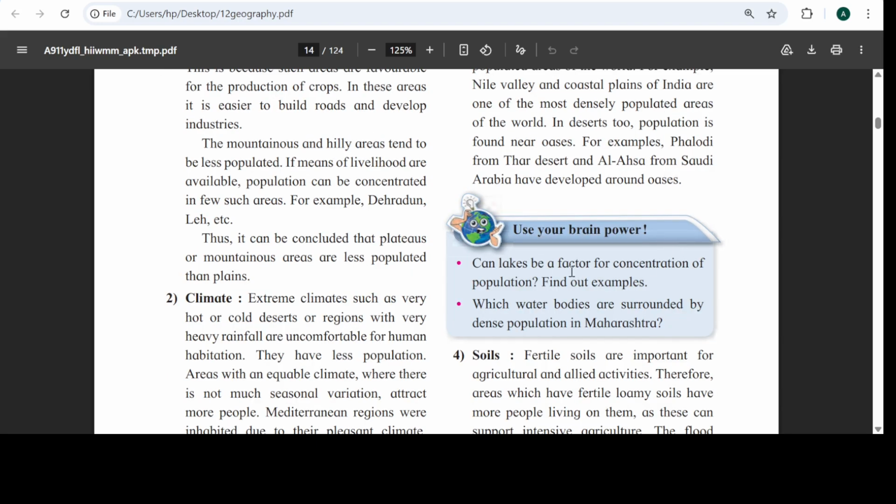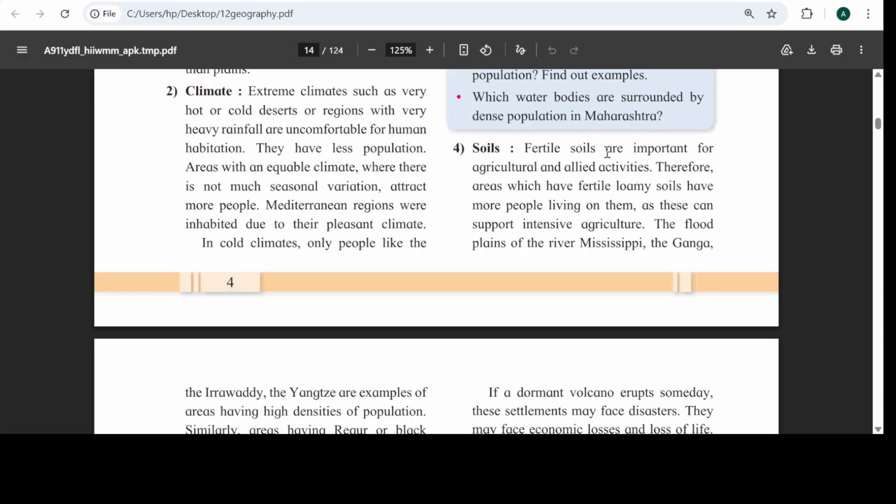Use your brainpower. Can lakes be a factor for concentration of population? Find out examples. Which water bodies are surrounded by dense population in Maharashtra? Soil. Fertile soils are important for agricultural and allied activities.